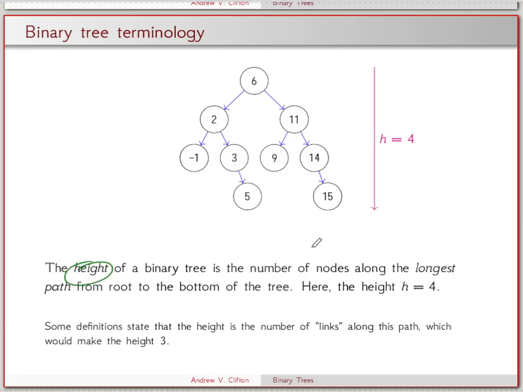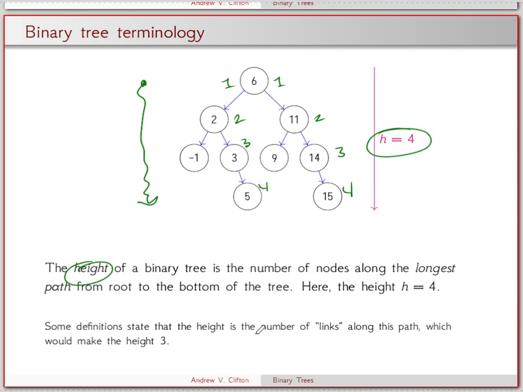The height of a binary tree is the number of nodes along the longest path from the root, up here, to the bottom of the tree. So whatever the deepest node is, you count the nodes along that path. There are 2 paths here that have the same height. So 1, 2, 3, 4 to the bottom, or over here 1, 2, 3, 4. So the height of this tree is 4.